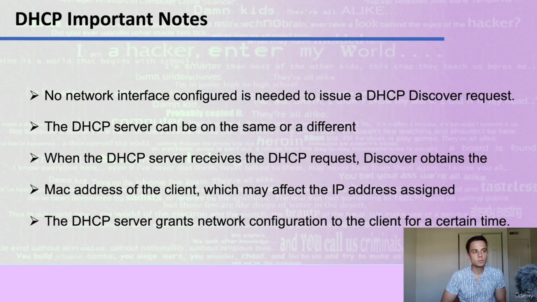So it is very important to understand that in order to obtain the DHCP, we do not require any network interface configured. Also, the DHCP server can be on at the same time or at a different time from the client. So when the DHCP server receives a DHCP request from a device, the Discover service obtains the MAC address of the client and assigns an IP address to it.